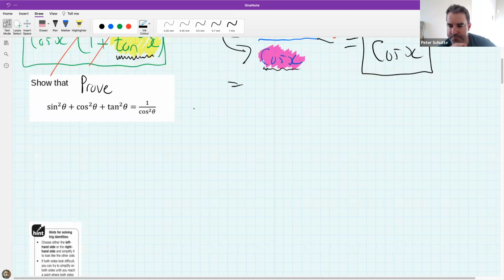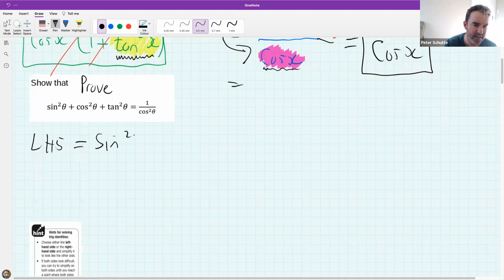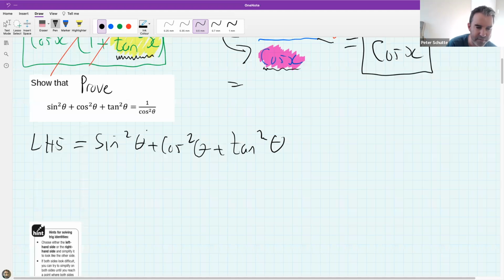I'm watching. I see some people have voted. Oh, the people of the class have said quite clearly that the left-hand side is the way to go. So I'm going to write out the left-hand side because that is what I'm going to work with. And my goal in this type of question is to simplify the left-hand side to make it look like the right-hand side. Now, the right-hand side, to be clear, is 1 over cos squared theta.